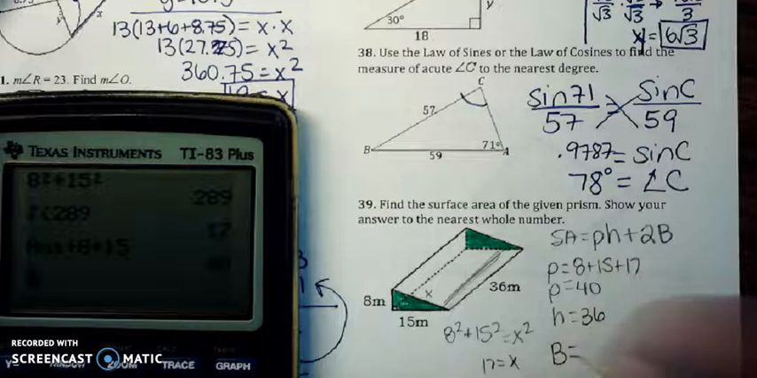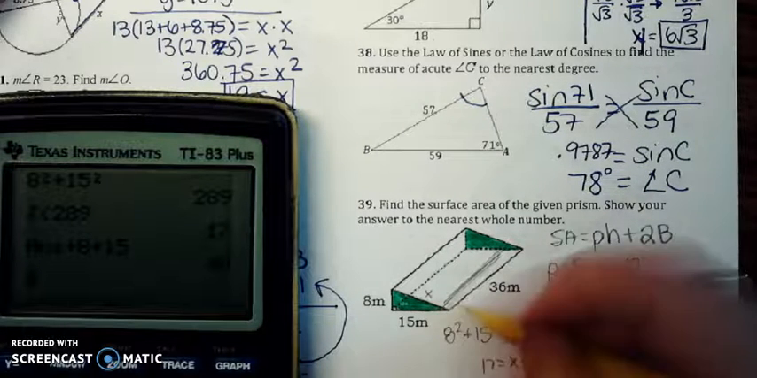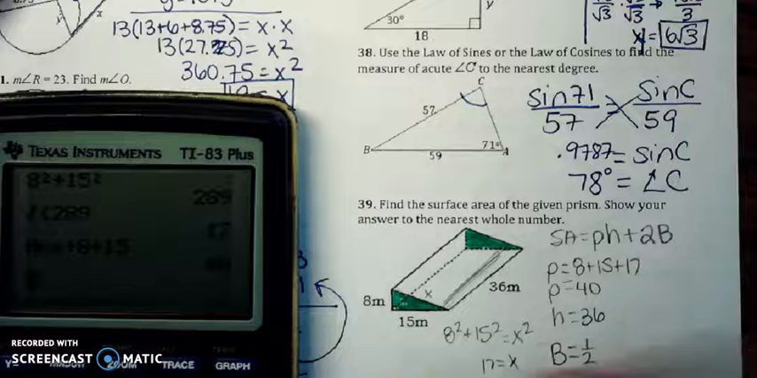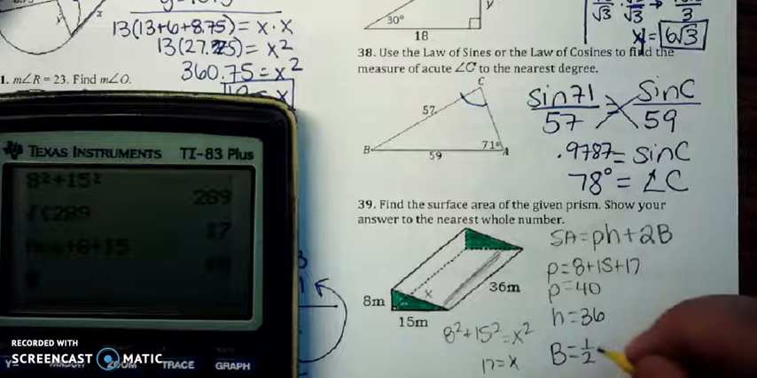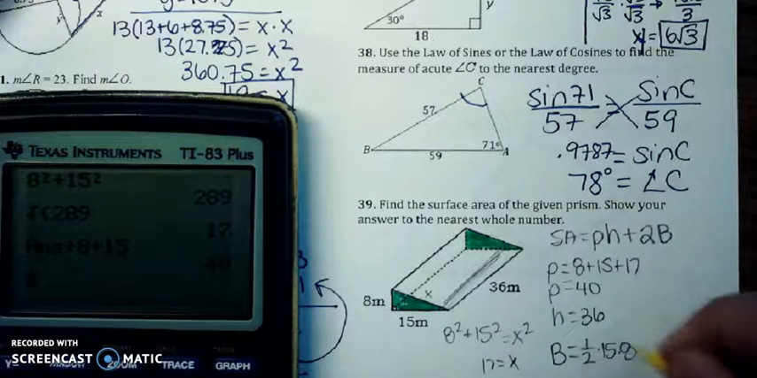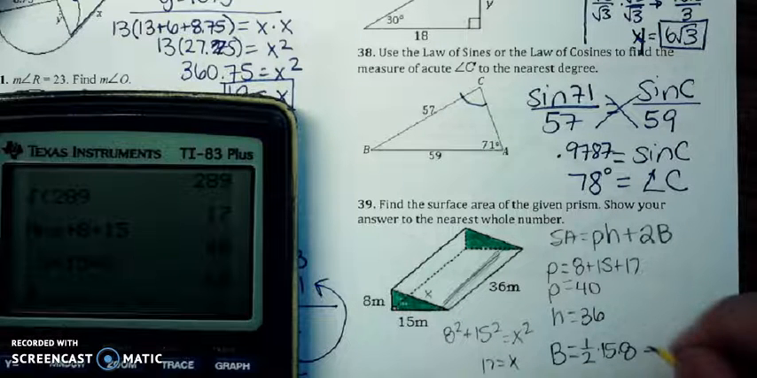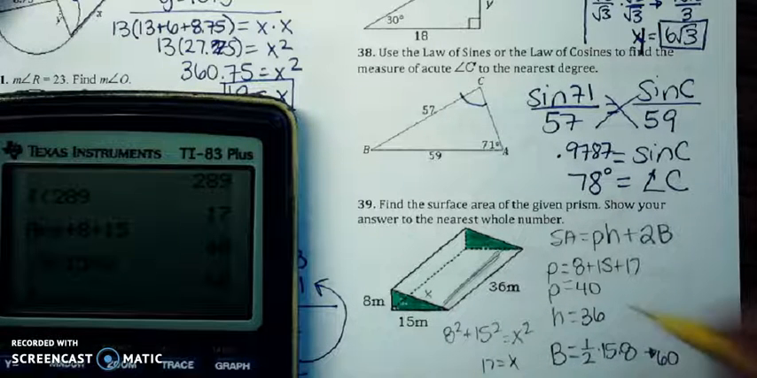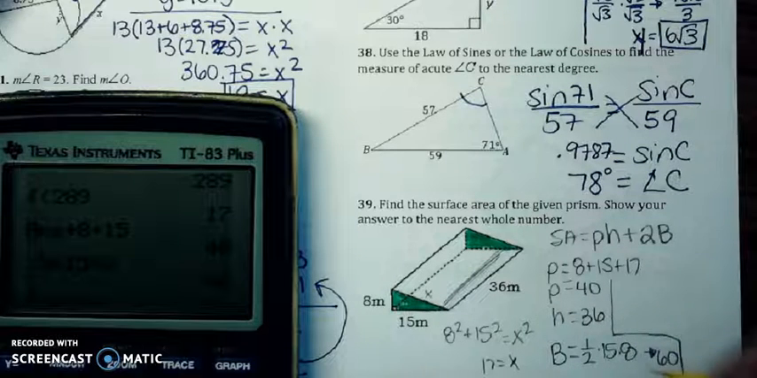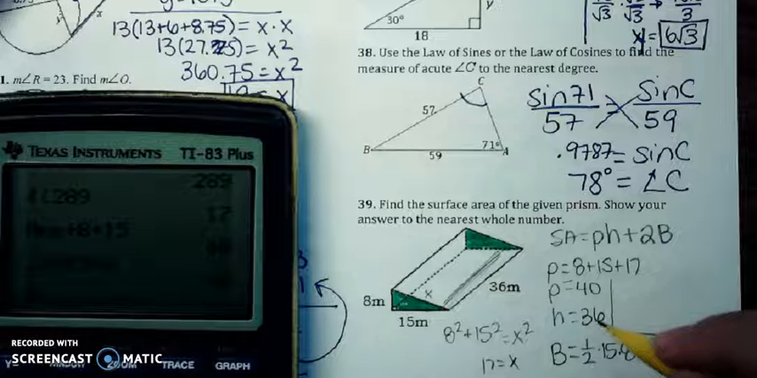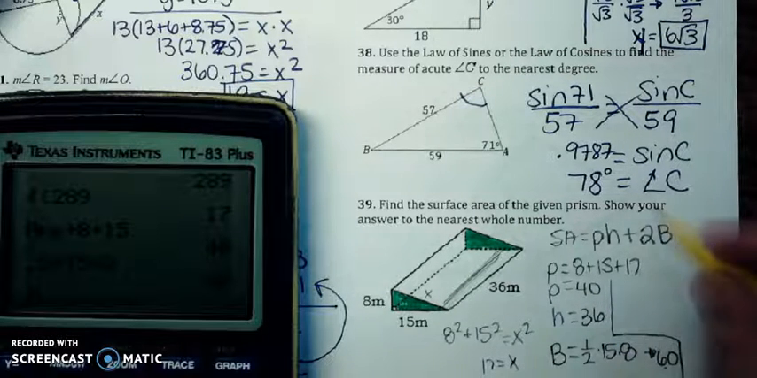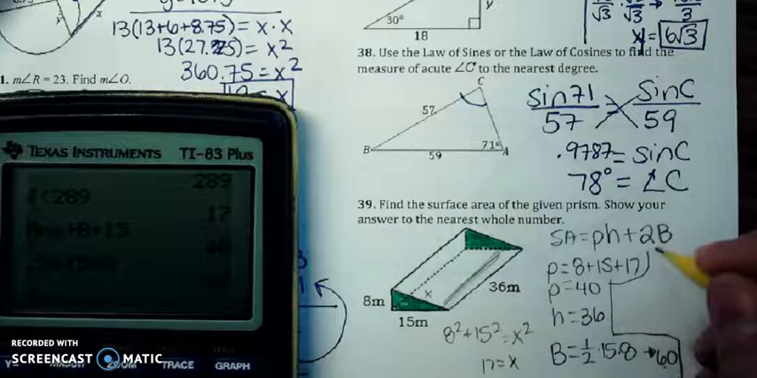The area of the base is the area of that triangle I have shaded. So 1/2. Now, the base segment in the triangle would be 15. The height of the triangle would be 8. So 1/2 times 15 times 8, we're going to get 60. So I'm going to plug those three values, the perimeter of the base, the height, and the area of the base, into my surface area formula here.